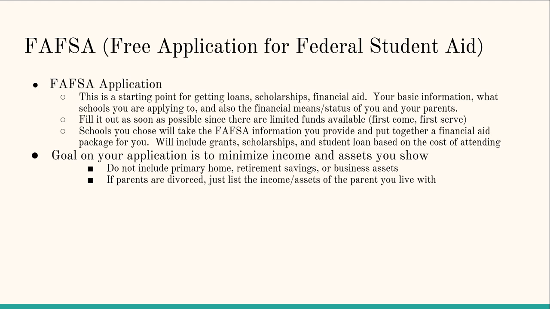If your parents are divorced, or you're a parent who is divorced and you're filling the FAFSA out for your kid, you just list the income and assets of the parent that the student applicant is living with. So even if both parents are financially involved in the student's life, it's the primary place where the student lives where you list the income and assets of that parent, not both, in the case of divorced parents.